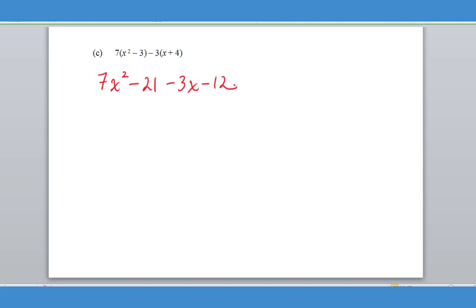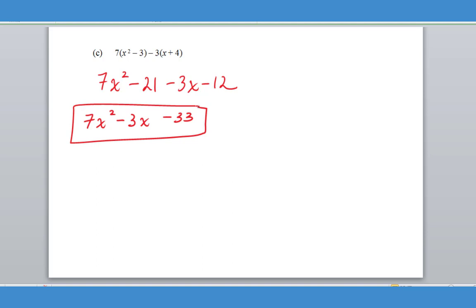Now this is a situation where the x squared and the x are not like terms, so we just go ahead and write them in descending order of exponents. But the negative 21 and the negative 12 are like terms, so we can combine those to get negative 33. And so that is our simplified algebraic expression.